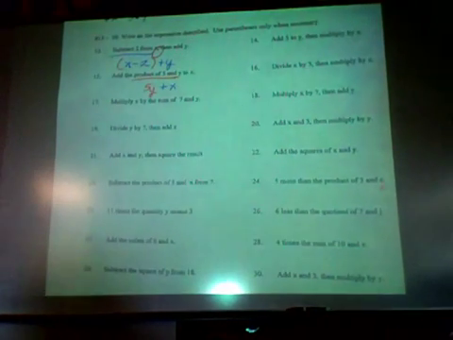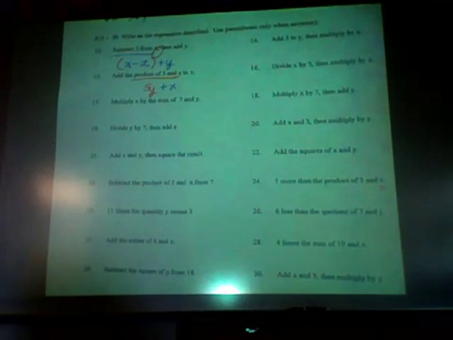What does the product of 5 and y look like? 5 times y, or 5y, right? So the product of 5 and y is 5y. And it says add that product to x. Could you have x in the front? Could you have x plus 5y? Yes.